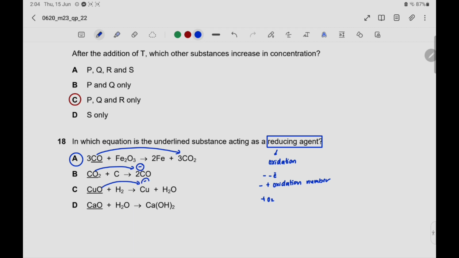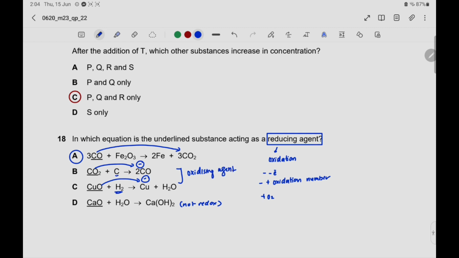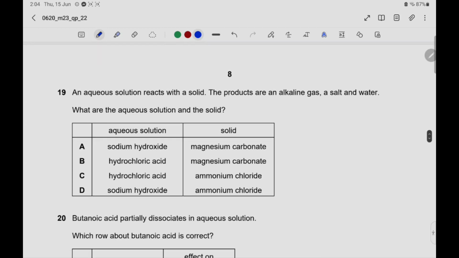This one they lose. For this one, this is not redox because if you realize there's nothing changed here. Okay, so for both of these, they are actually an oxidizing agent. Why? Because they oxidize their friend. Let's see the next one.